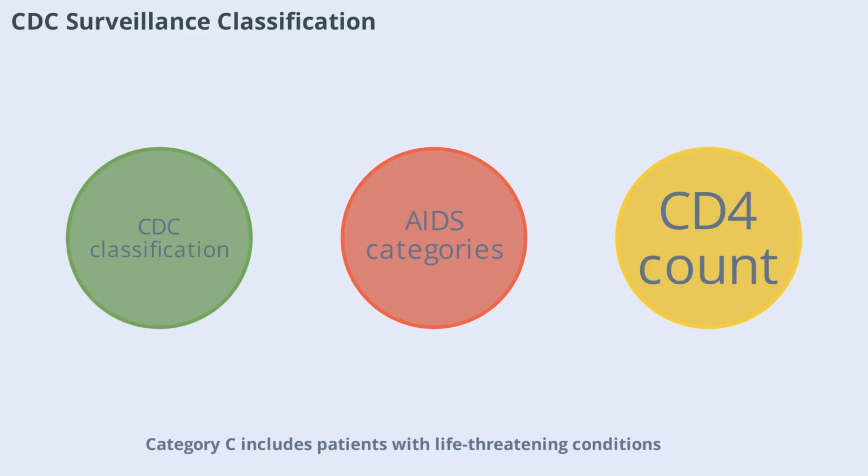Laboratory categories further stratify patients by CD4 counts. Category 1 is greater than or equal to 500. Category 2, 200 to 499. And Category 3 is less than 200 cells per cubic millimeter.